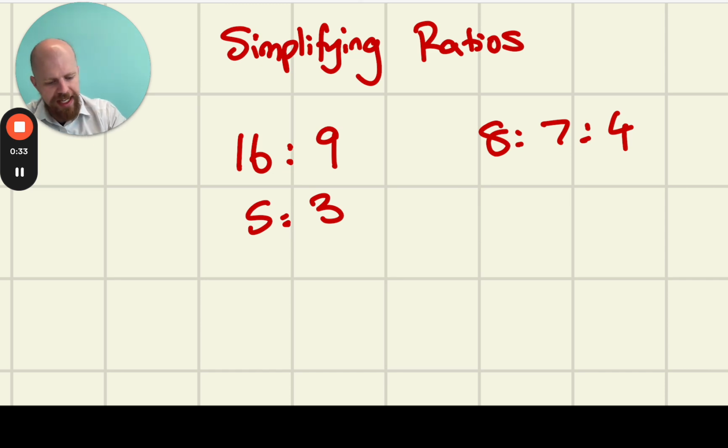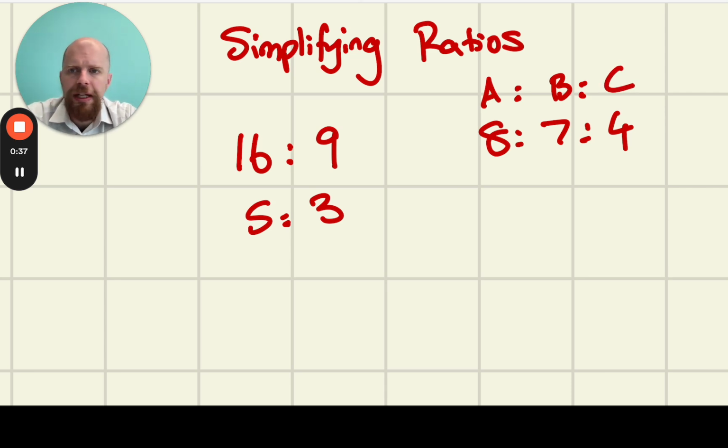So for example, if we take the one on the right here, if we were splitting money, it would mean that person A would get $8, person B would get $7, and person C would get $4. We take the one on the left, 16 to 9 means person A gets $16, person B gets $9, maybe you're looking at chocolates or candies or pens, whatever it is.